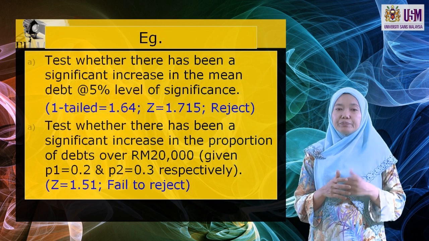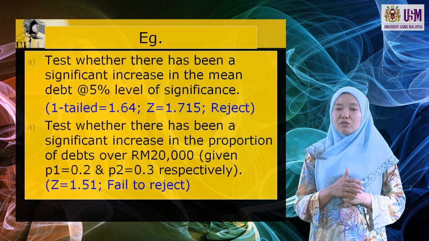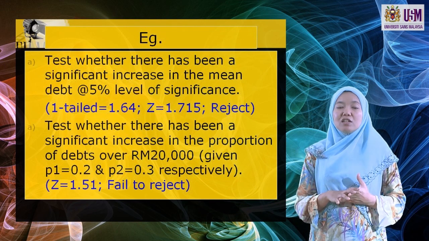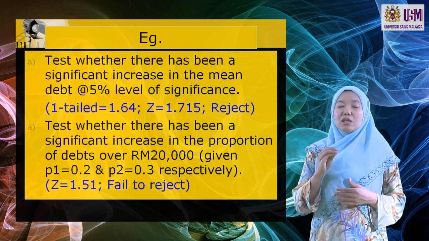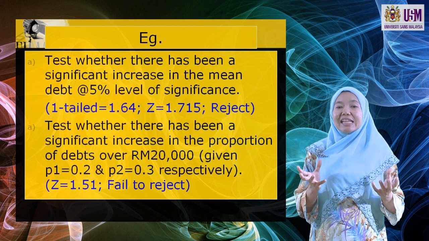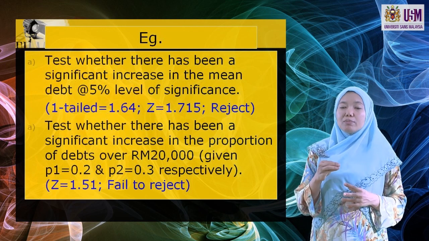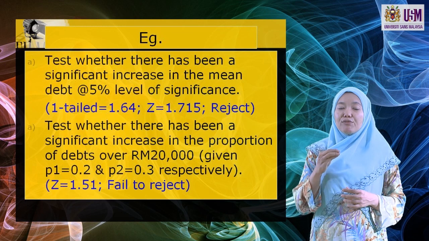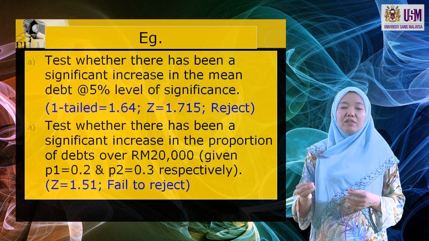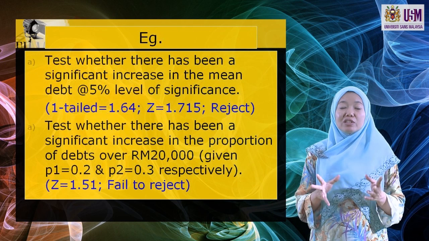So in this case, you want to test the proportion of debts over 20,000. The critical value will be the same thing, one tail test, at 1.64. The test statistic that you need to calculate using the formula for two proportion, if you do this, you are going to get Z equal to 1.51. So the decision will be 1.51 is less than the critical value at one tail, which is 1.64. So you will be deciding to fail to reject H0. So fail to reject H0, that means there is no significant evidence to say that there is significant increase in the proportion of debts over 20,000 ringgit.